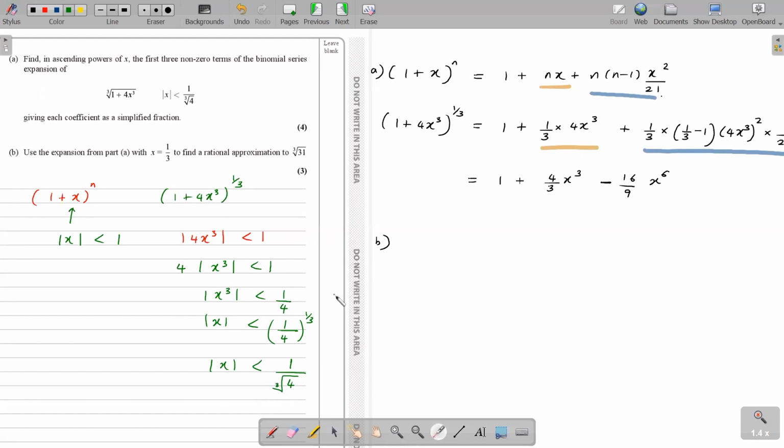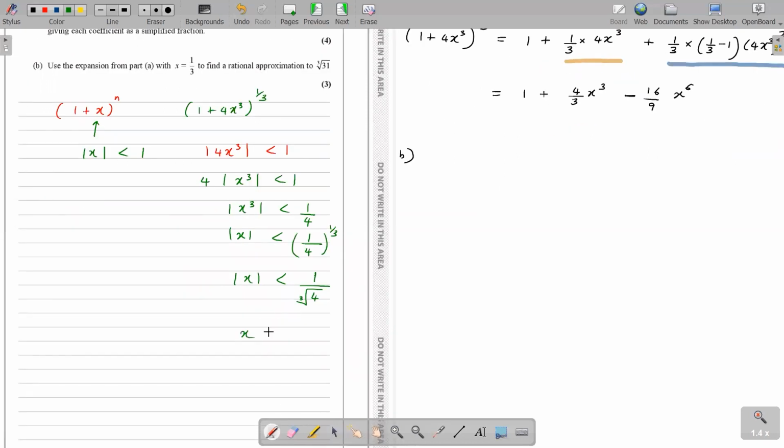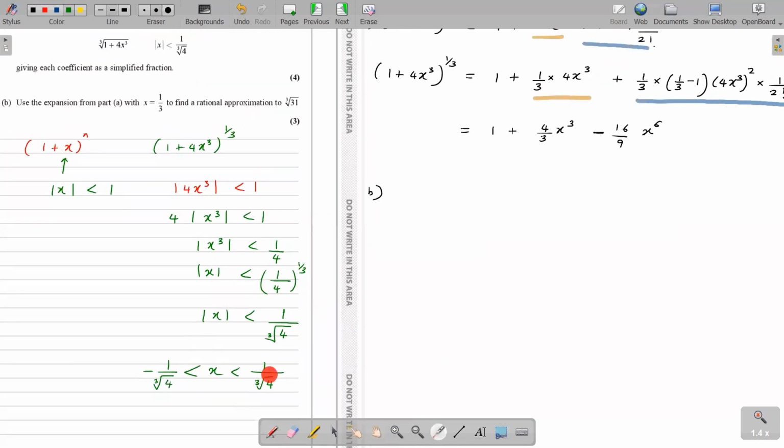Anyway, this is not asked. They're not asking us to find this, but it tells us what x values we are supposed to use in this equation, because we can't put in any value that is out of this range. You should understand modulus x means x is less than 1 over cube root 4 and greater than minus 1 over cube root 4. So you are only allowed to use x values inside this range. You can't use anything outside of it.